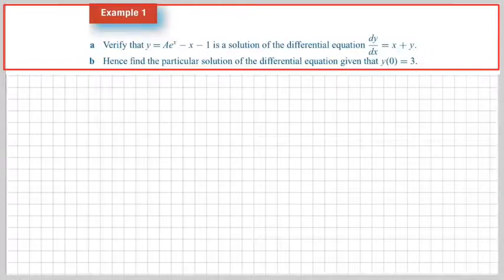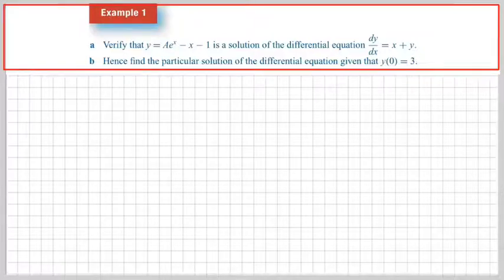All right, let's do some. So we've got to verify in this case that y equals e to the x minus 1 is a solution of the differential equation dy/dx equals x plus y. Well, goodness gracious me. And then we've got to find the particular solution of the differential equation. This is a boundary condition. Look, don't look now. That's a boundary condition or initial condition which says that when x is naught, y is 3. So we're going to substitute that in to solve for the value of our constant of integration.